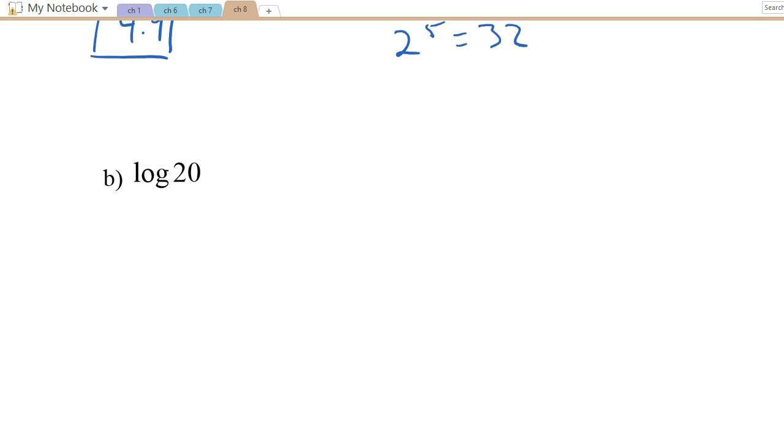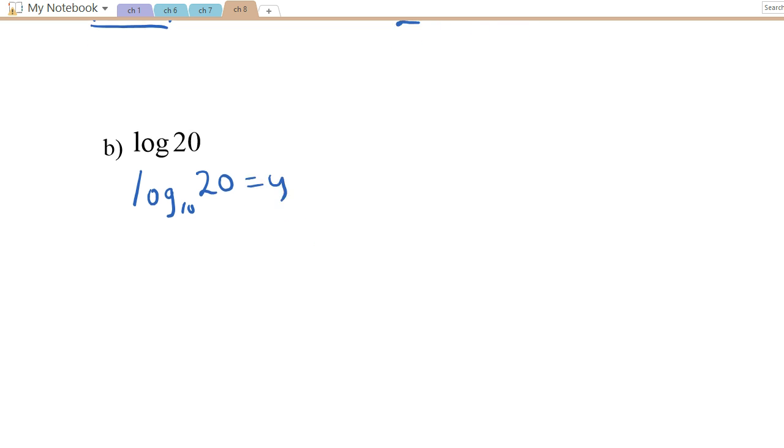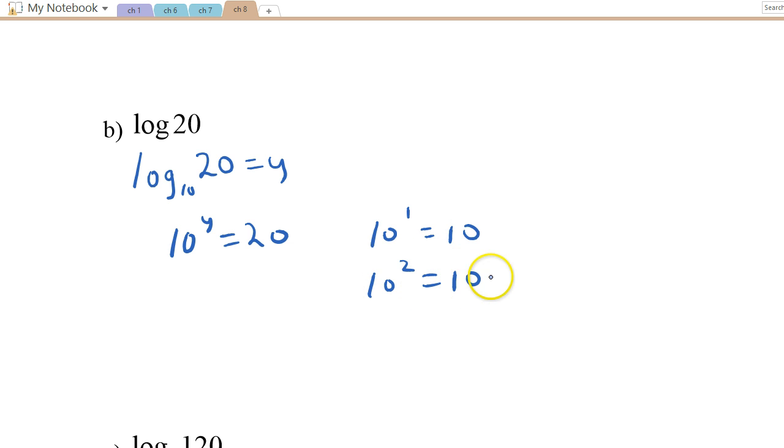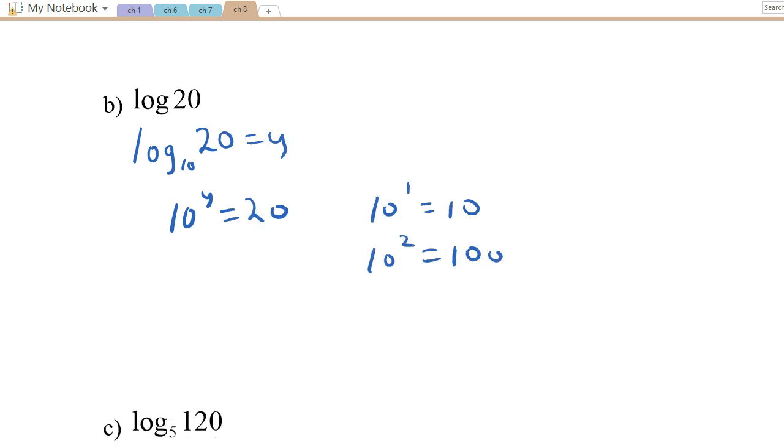How about the log of 20? So there's two things we need to do. First of all, it's the default log base 10, since nothing was written, and we need to put a y there, and now convert to exponential form. So 10 to the power of y is equal to 20. So 10 to the power of 1 is equal to 10, and 10 to the power of 2 is equal to 100, so really it's going to be very, very close to 1. So you can do your own estimate. I think it works about closest to 1.3, but anything like 1.1 would be just fine.